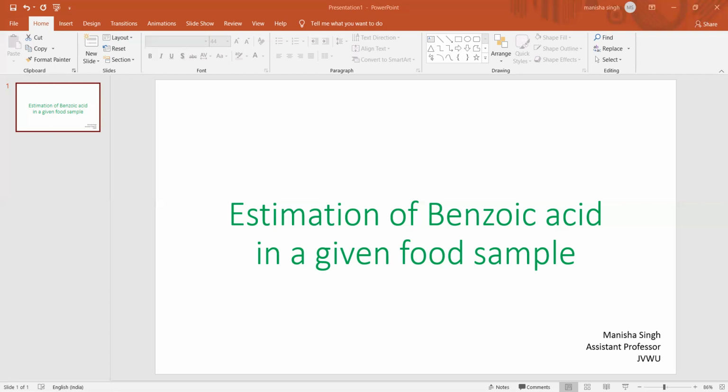The residue is dissolved in neutral alcohol and the amount of benzoic acid is determined by titration against the standard alkali. For this, the reagents required are chloroform, distilled chloroform, hydrochloric acid, 10% sodium hydroxide, sodium sulfate, 0.05 normal standard NaOH solution, and saturated sodium chloride solution. Then we have to prepare our sample.